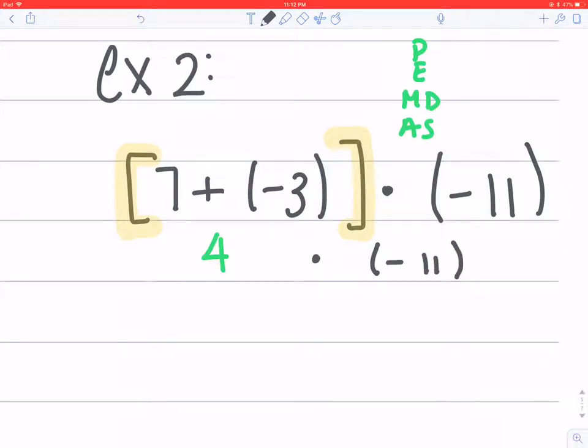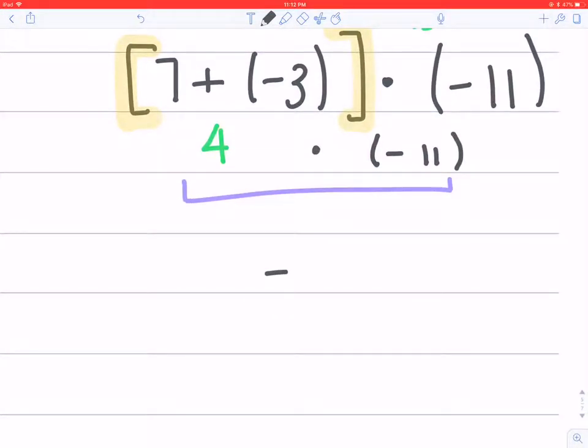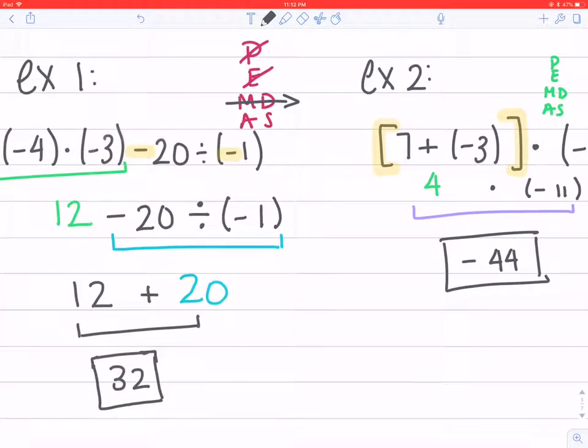Now again, that parenthesis around that -11 is just telling me that that is negative 11, not subtraction 11. So that parenthesis doesn't count as the P in PEMDAS. Now I only have one step left. So I'm going to do 4 times -11, opposite signs, so it's going to be negative, and then 4 times 11 is going to give me -44. So that will be my answer.